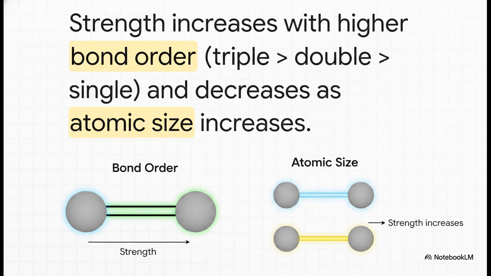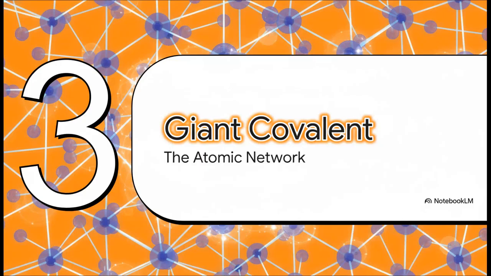A triple bond is stronger than a double, and a double is stronger than a single. And just like we saw with ionic bonds, smaller atoms that can get closer together tend to form stronger bonds. All right, time for our third category. We're taking the covalent idea and just scaling it up, way up. Forget about those little separate molecules. Now we're talking about a massive, continuous network of atoms.